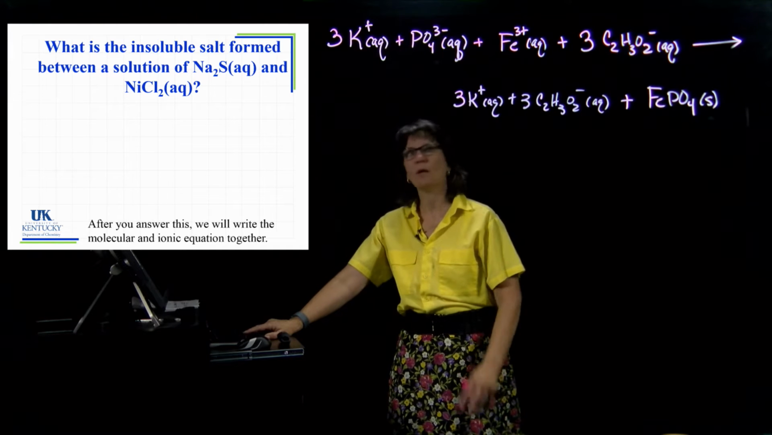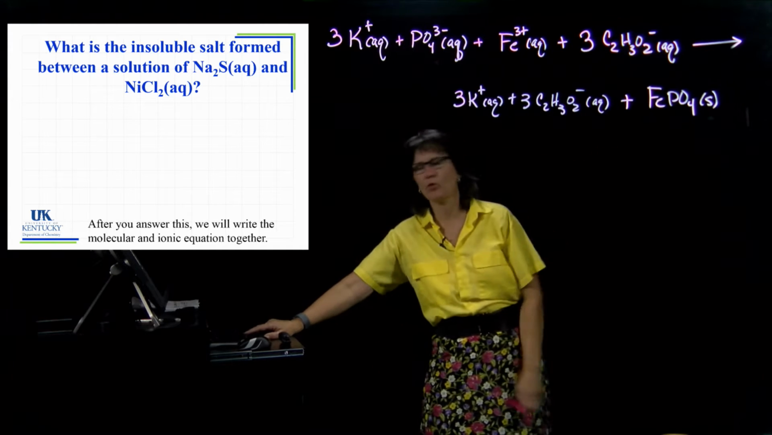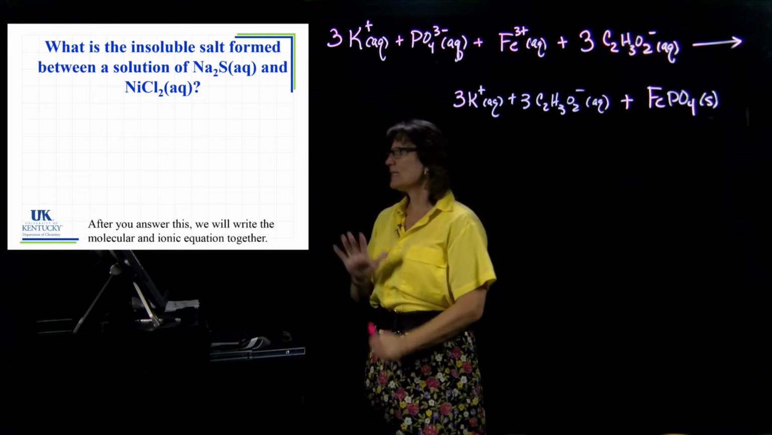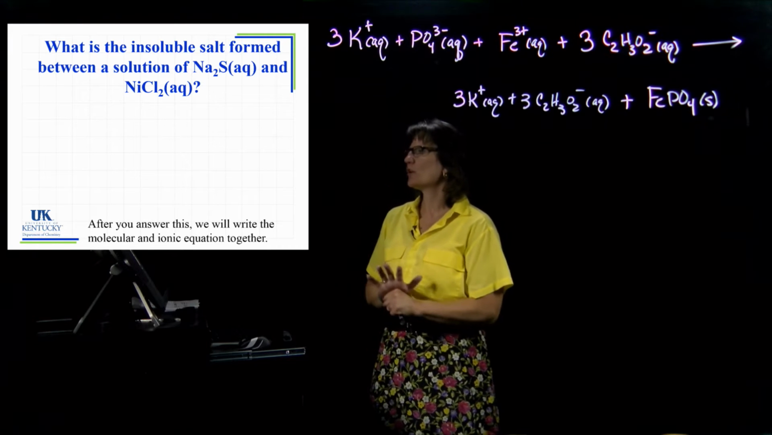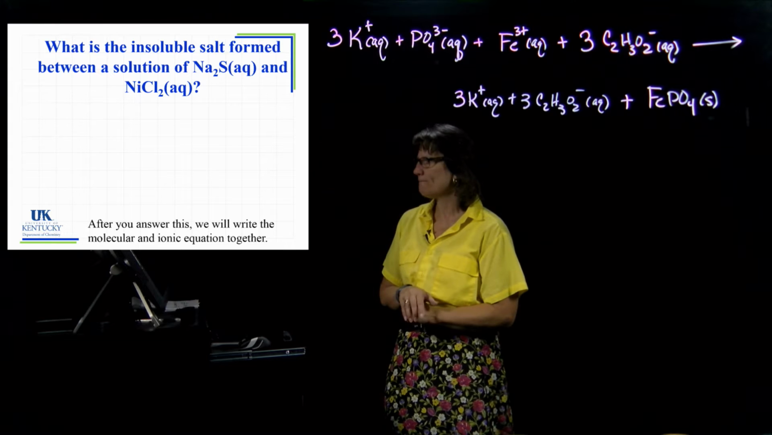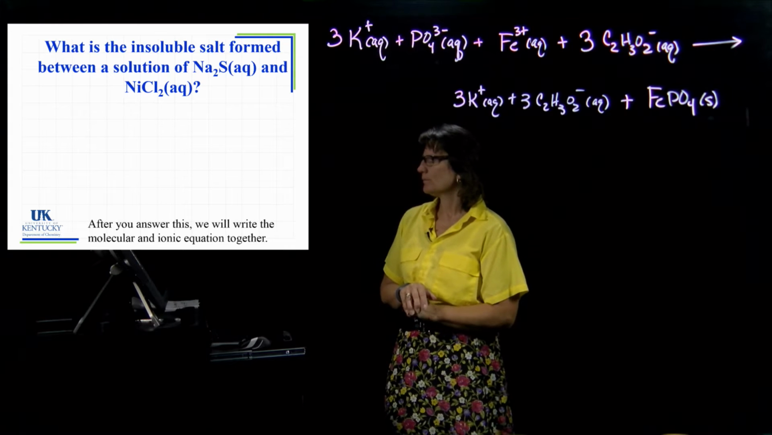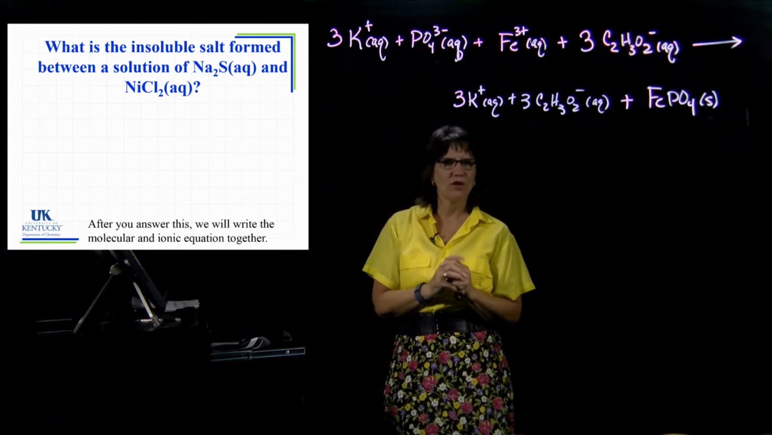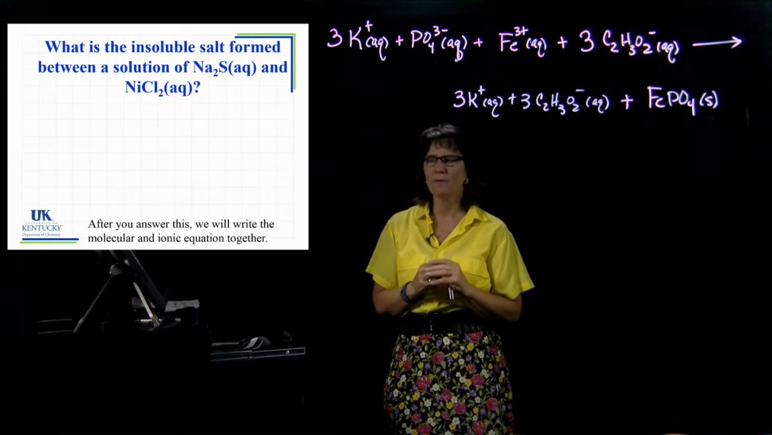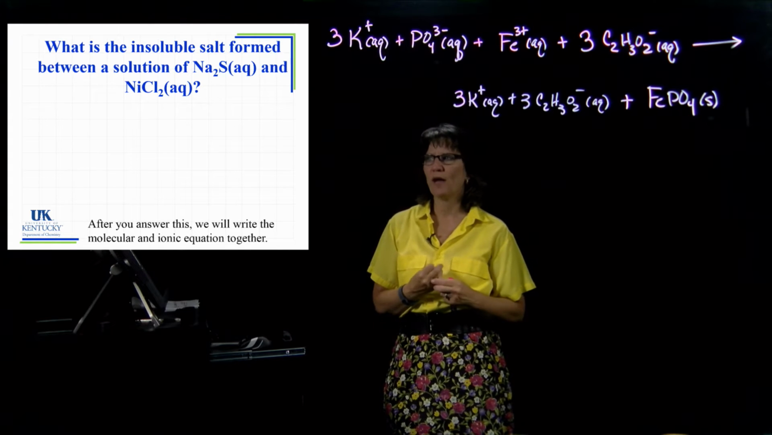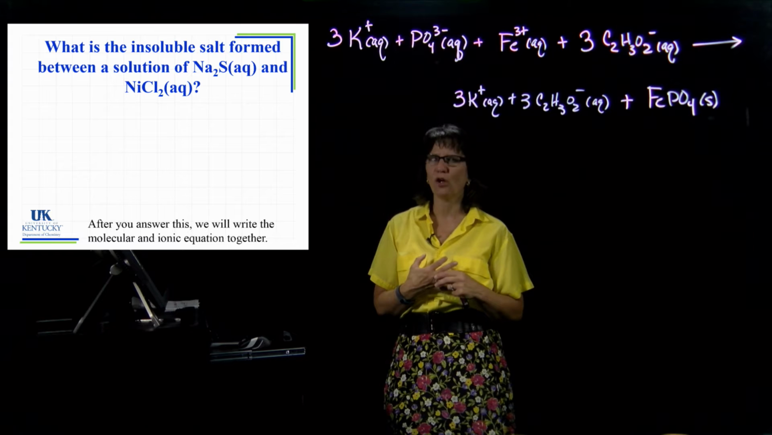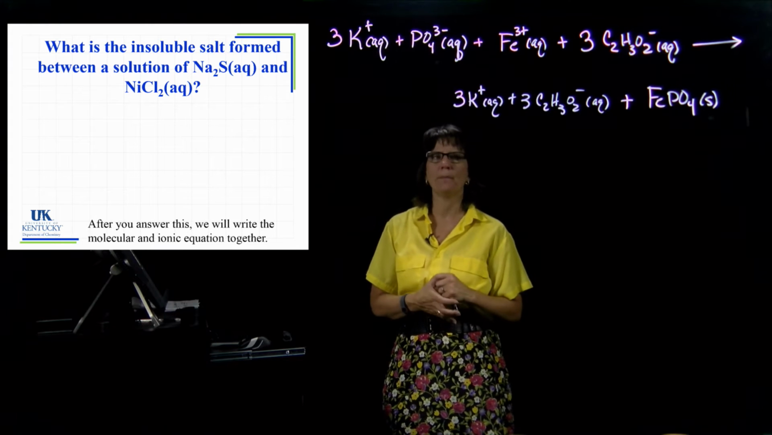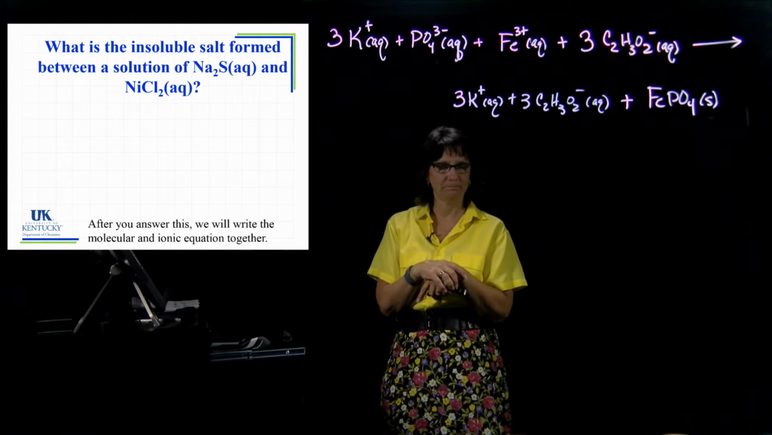Let's do this one, and we're going to leave room for the other type of equation for that in a little bit. What is the insoluble salt formed between sodium sulfide and nickel chloride? Okay. Stop and see if you can figure that one out, all right? Stop the video and try to figure out what the insoluble salt would be. Think of the partner swap.